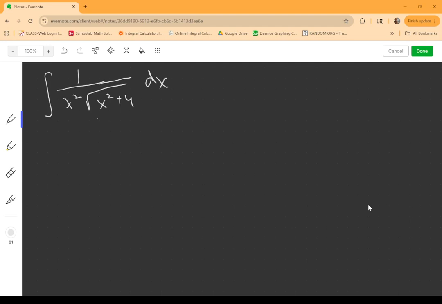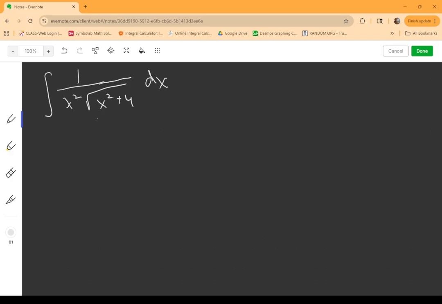Okay, so here we're going to work on an example where we have a root of the type a squared plus x squared. So here's our integral. We have 1 over x squared times the root of x squared plus 4. Again, the positioning of the root is not important, just the fact that we do have a root, so that we're able to apply the identity and essentially eliminate the root. Then usually we'll simplify it to be able to solve the integral using other techniques.